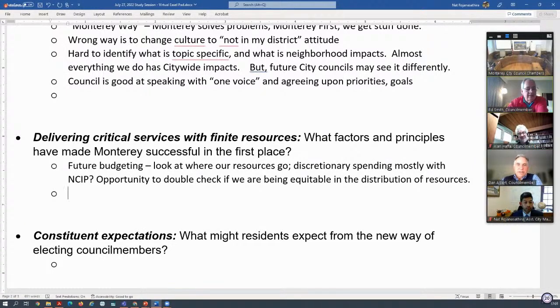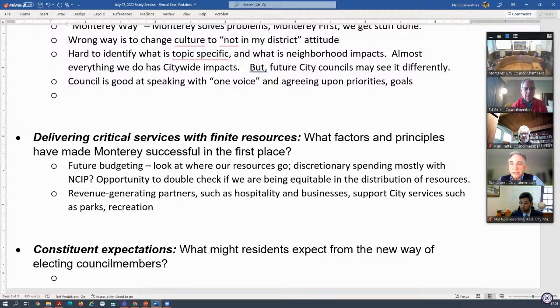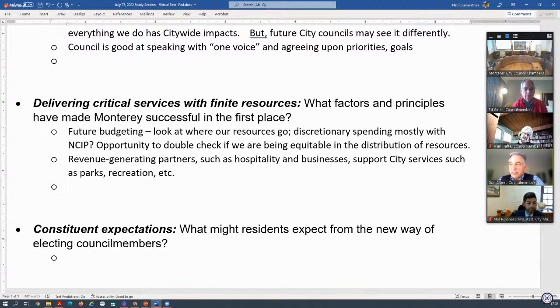Dan, I see you're here. So what has made us successful, for me, is our revenue generating partner, which is hospitality and our small businesses. That's what's made us really successful, because we're able to take that funding and move it to services that no other city has. I mean, look at our recreation department. No cities have the recreation department that we have. No cities have the parks that we have and the park staff to keep those up. So those are some of the factors that I think really make this city unique, is that we have the money to do what we need to do to let the neighbors know that you're in a great city to live in. I think that's a big one on the list.